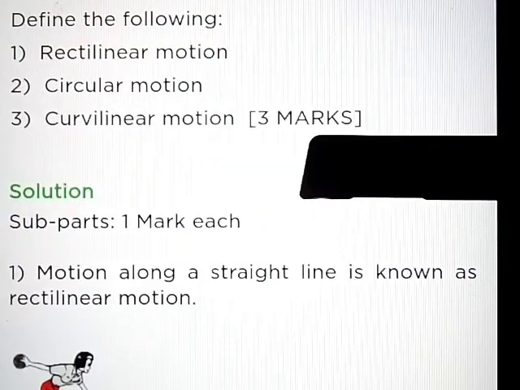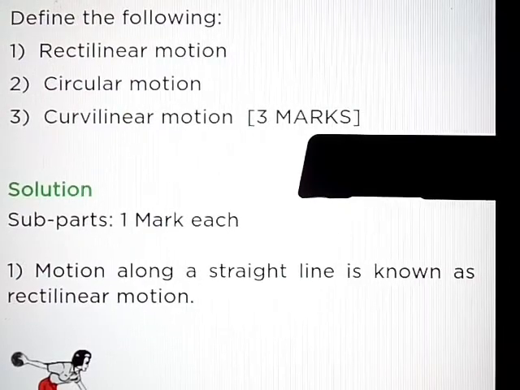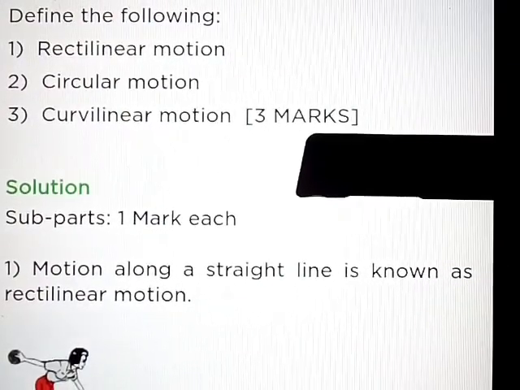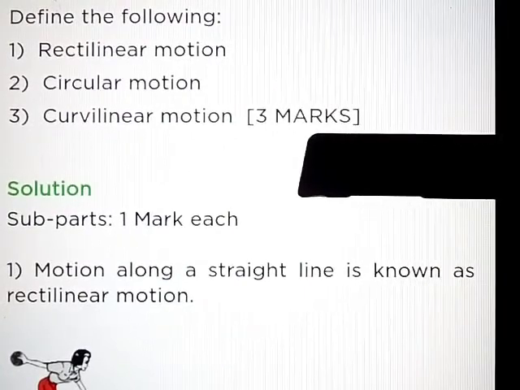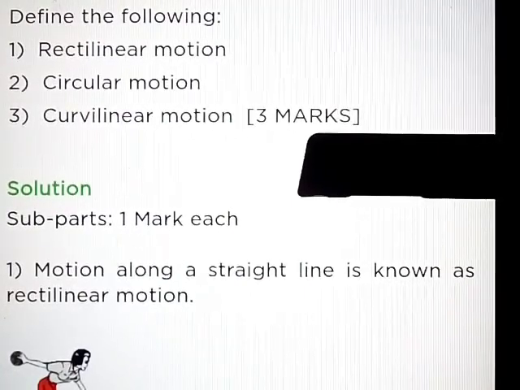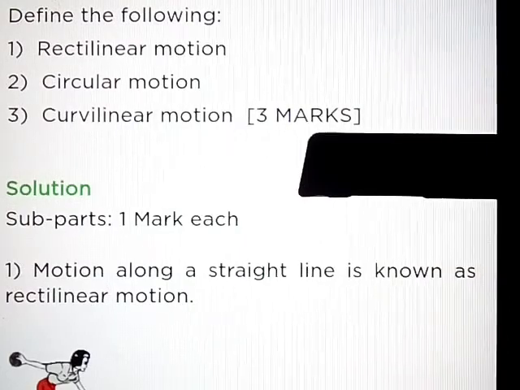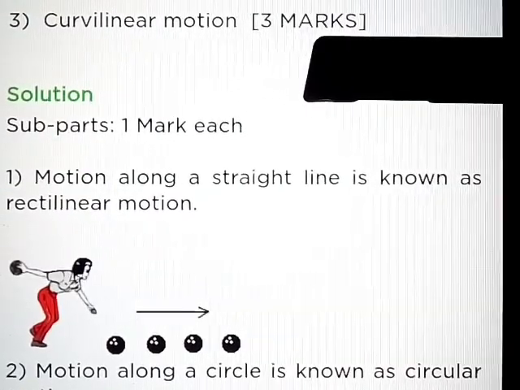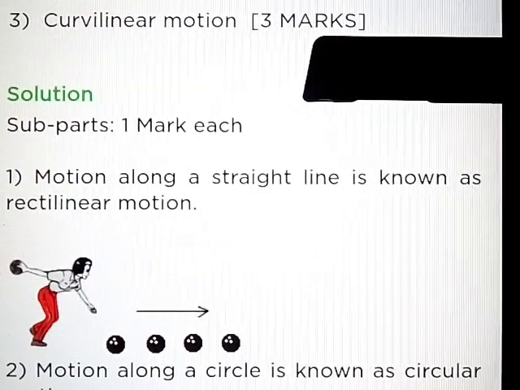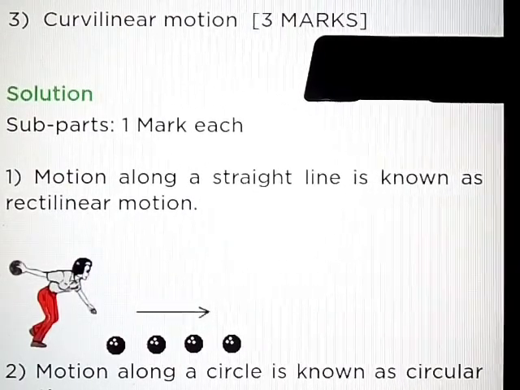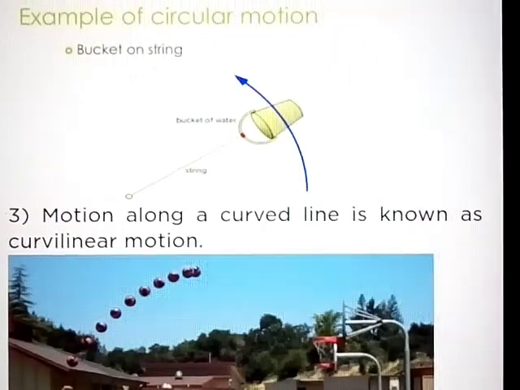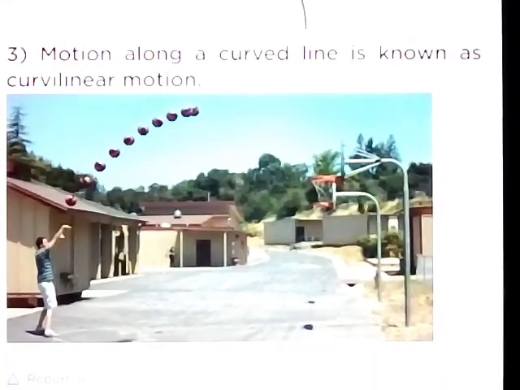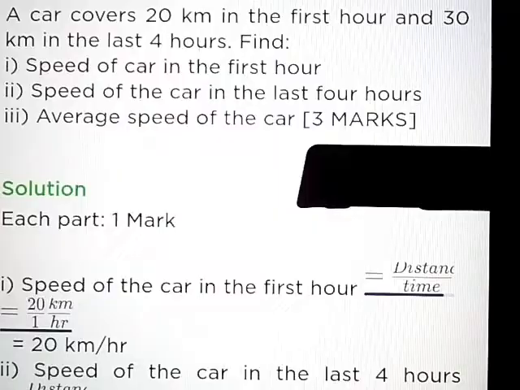Question number 9. Define the following. Rectilinear motion. Motion along a straight line is known as rectilinear motion. Second, circular motion. Motion along a circle is known as circular motion. Third, curvilinear motion. Motion along a curved line is known as curvilinear motion.